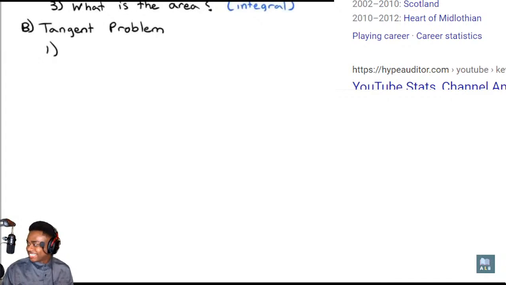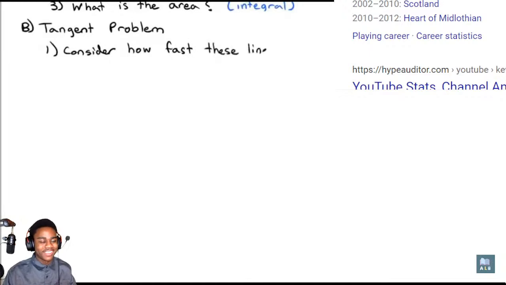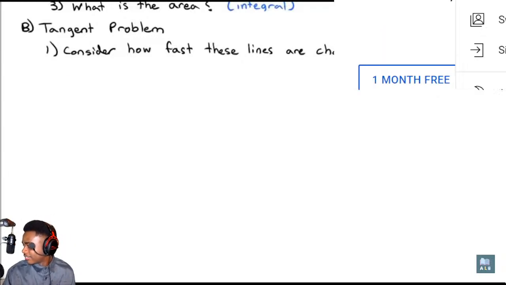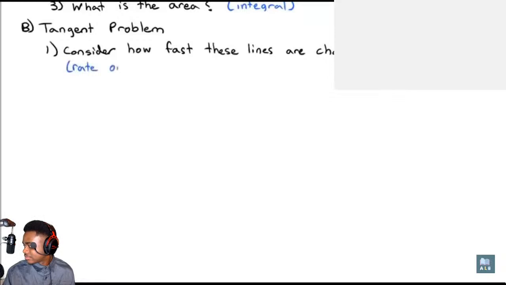For the tangent problem, I want to first consider how fast these lines are changing. And we really call that our rate of change. So I'm going to put 3 graphs up here. First graph is going to be y equals 2/3 x minus 1.